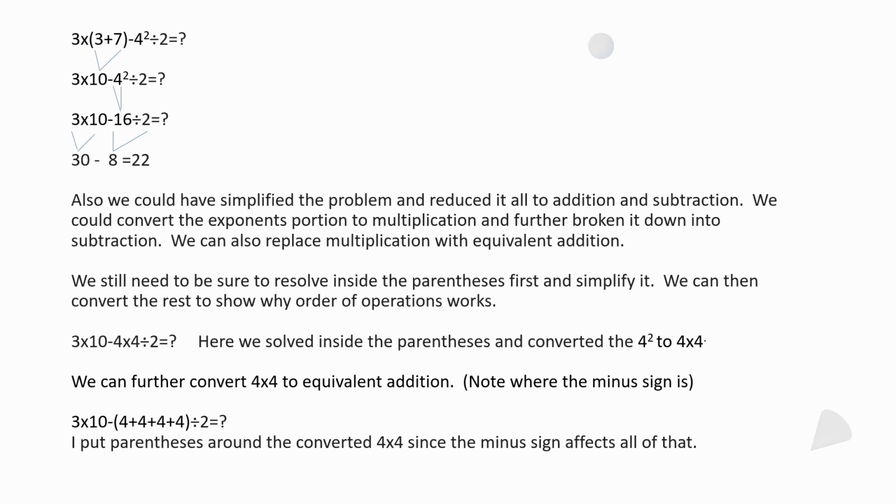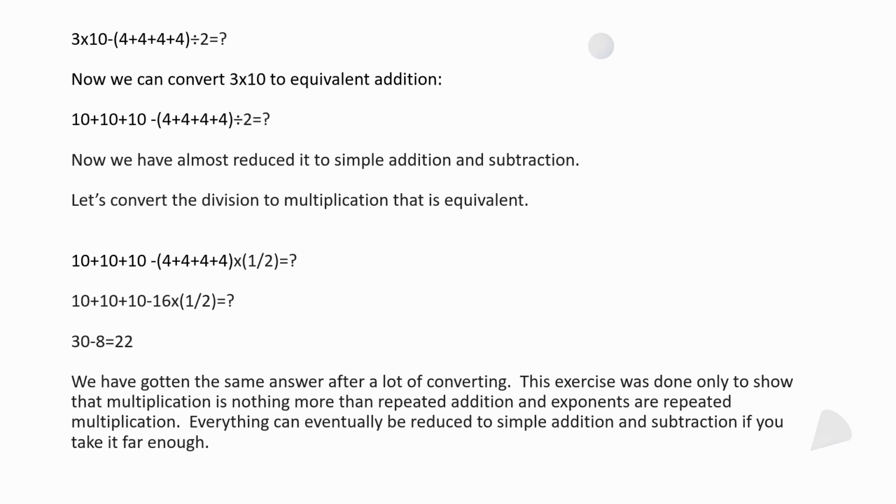All right, so let's see what we can do to reduce it further. We have 3 times 10 minus, and then in parentheses 4 plus 4 plus 4 plus 4, close parentheses, divided by 2. We can go further. We can convert the 3 times 10 to equivalent addition. What is 3 times 10? It's the same thing as saying 10 plus 10 plus 10. So let's write that out. 10 plus 10 plus 10 minus, and then in parentheses 4 plus 4 plus 4 plus 4, close parentheses, divided by 2. Now we've almost got it reduced down to simple addition and subtraction.